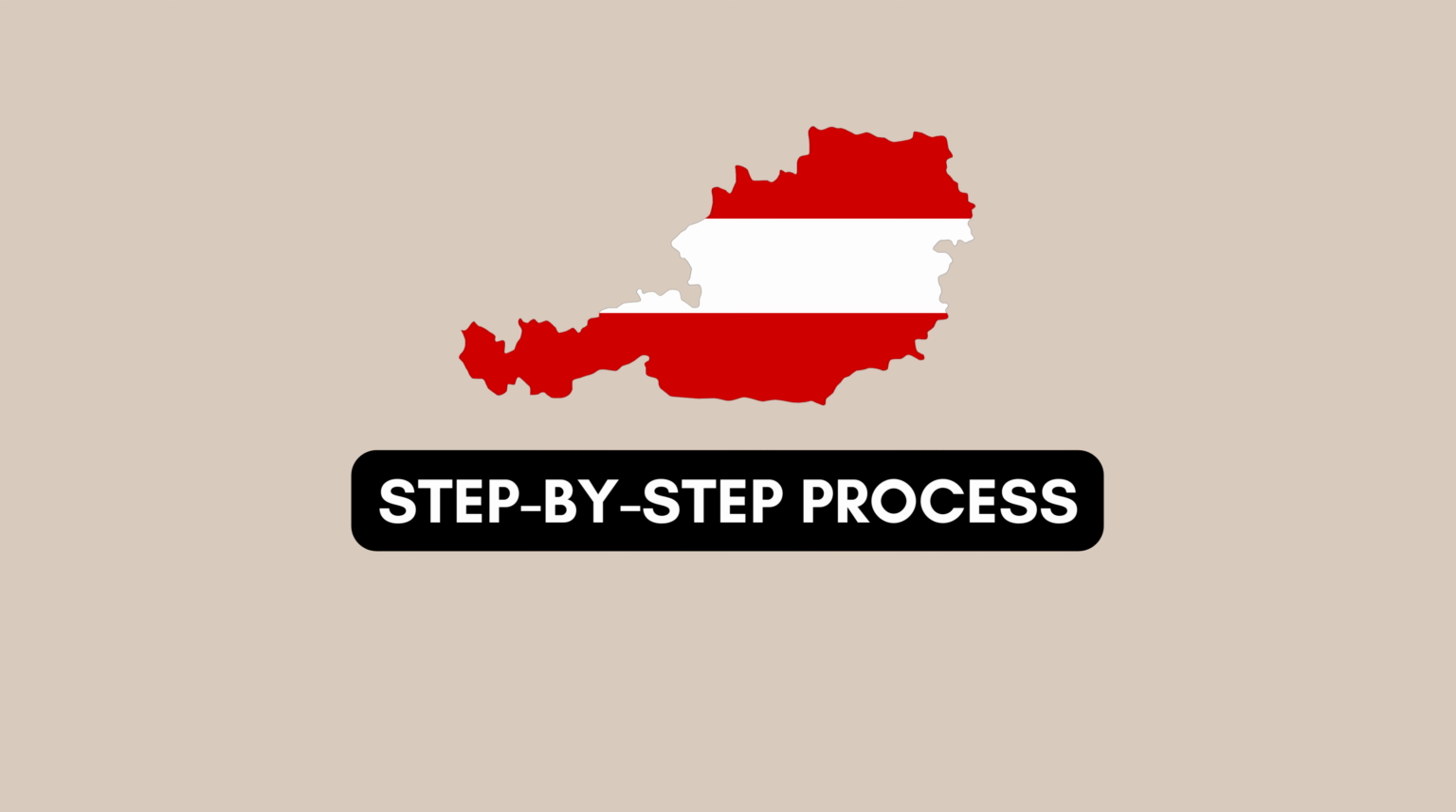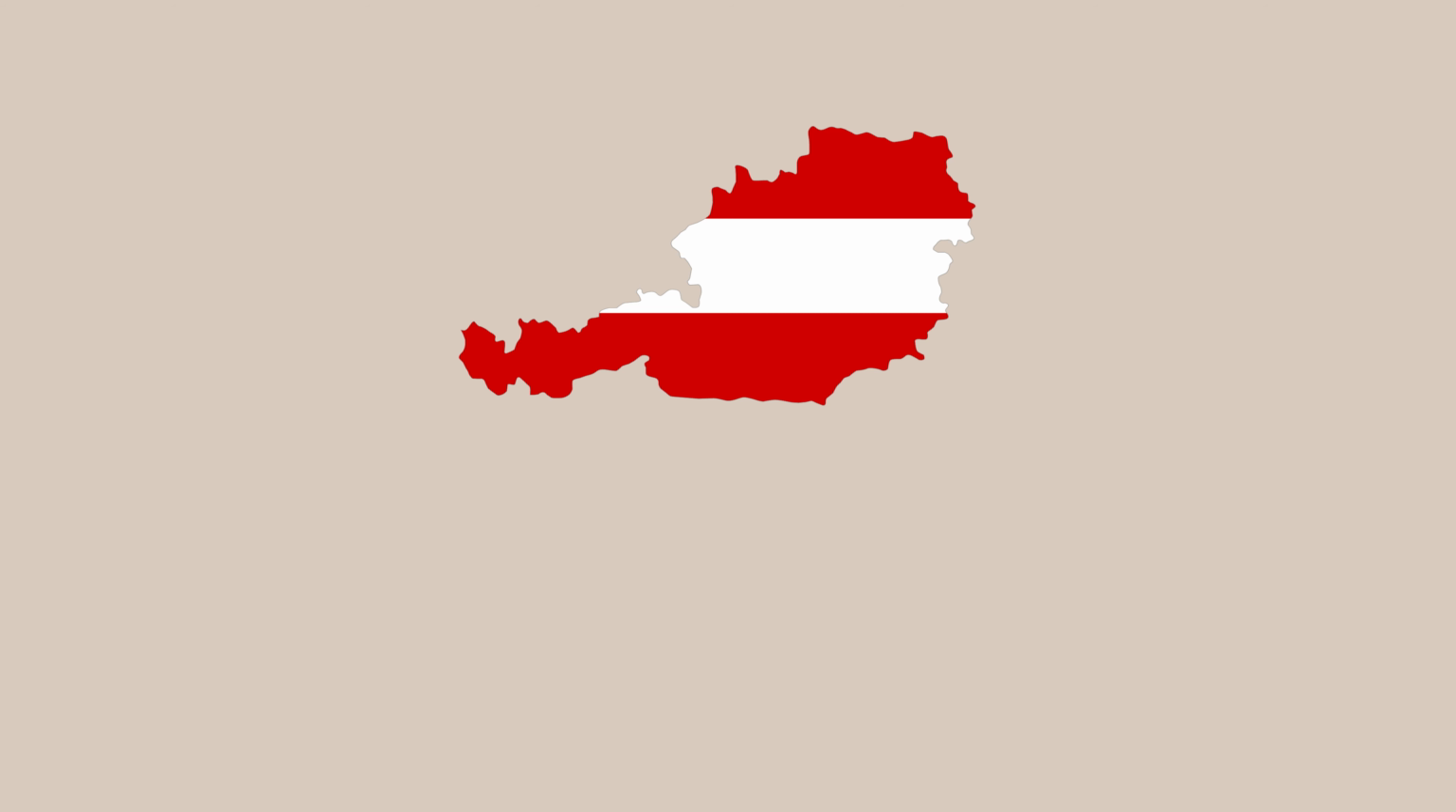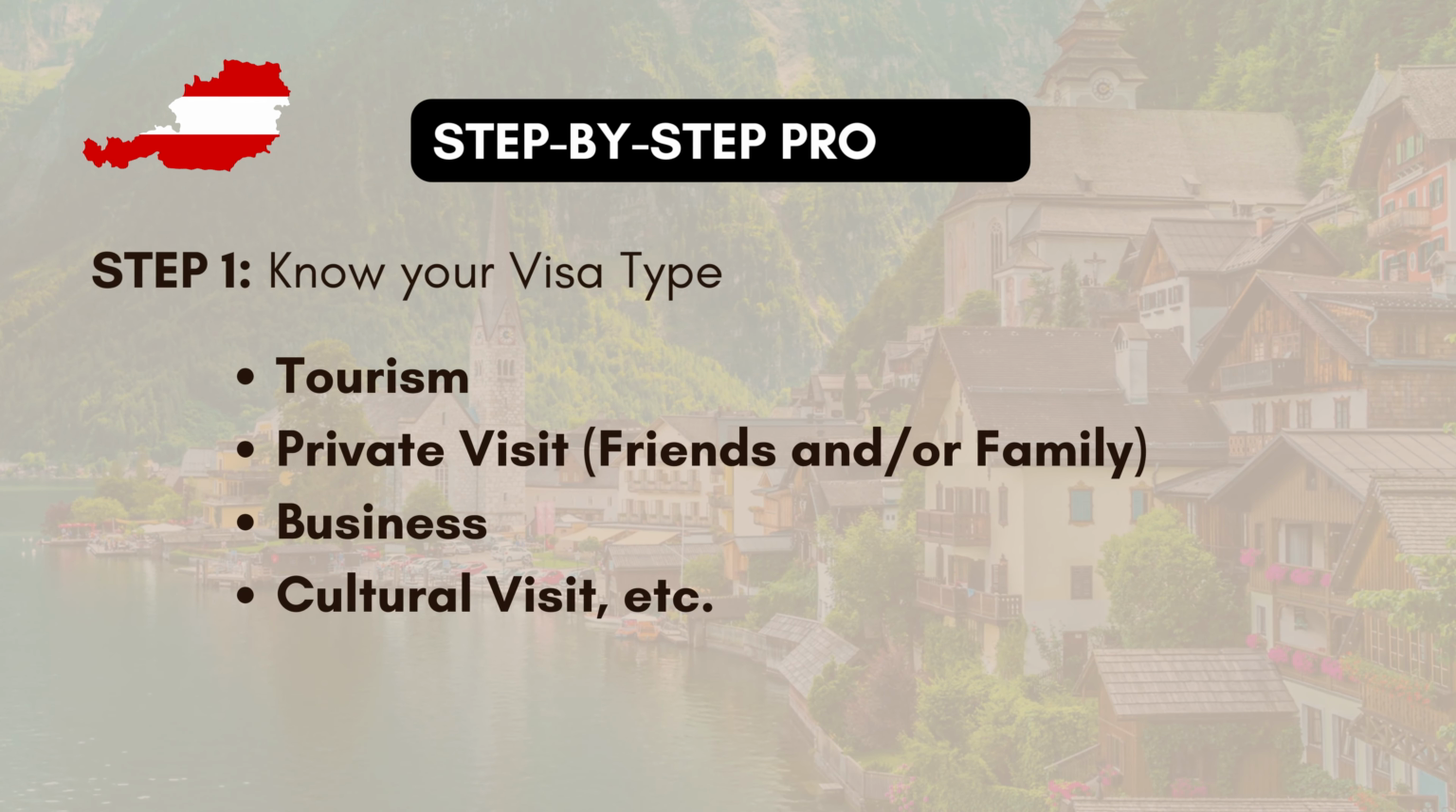So, for the step-by-step process, step one is to know your visa type, whether your visa purpose is for tourism, private visits to friends or family, business or cultural visit. You must first know your visa type. So you can go to the relevant Austrian Embassy webpage for your specific country or to the VFS website or the Visa Application Center website specific for Austria.